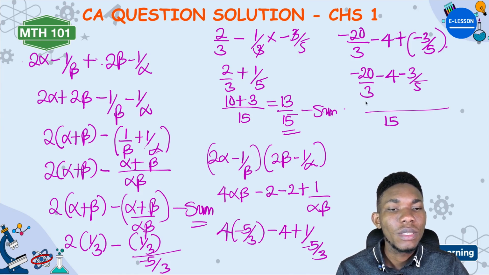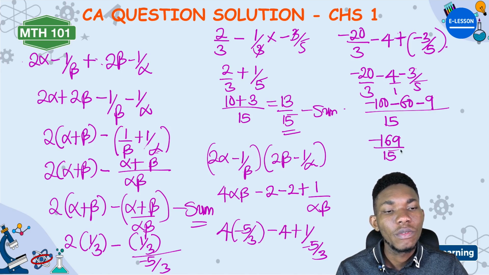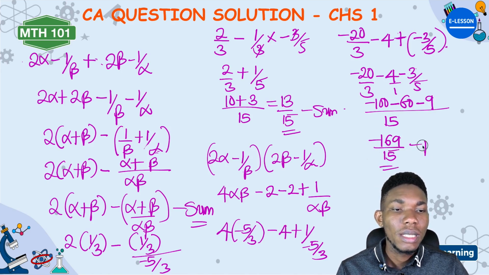15 going to here times this will be minus 100. 15 going to here is 15 times 4, that will give us 60. This going to 15 is 3 times, 3 times 3, that will give us minus 9, which we now end up to give us minus 169 over 15. So that is our product.